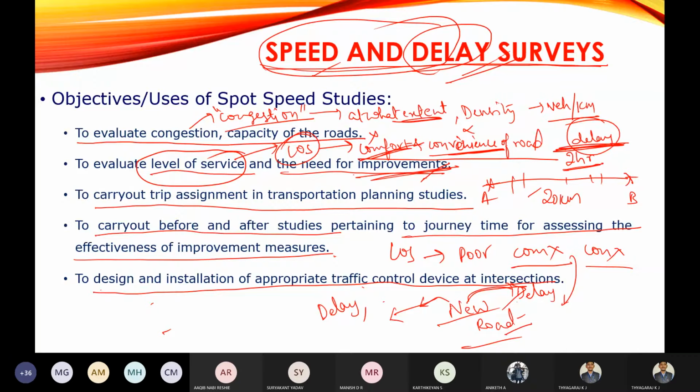One is to evaluate the congestion capacity of the road, to evaluate the level of service and need for improvements, to carry out trip assignments in transportation planning studies, to carry out before and after studies after the improvement, and to design the installation of appropriate traffic control devices, especially the signals. The traffic signals are basically designed based on speed and delay data. These are the objectives of speed and delay surveys.